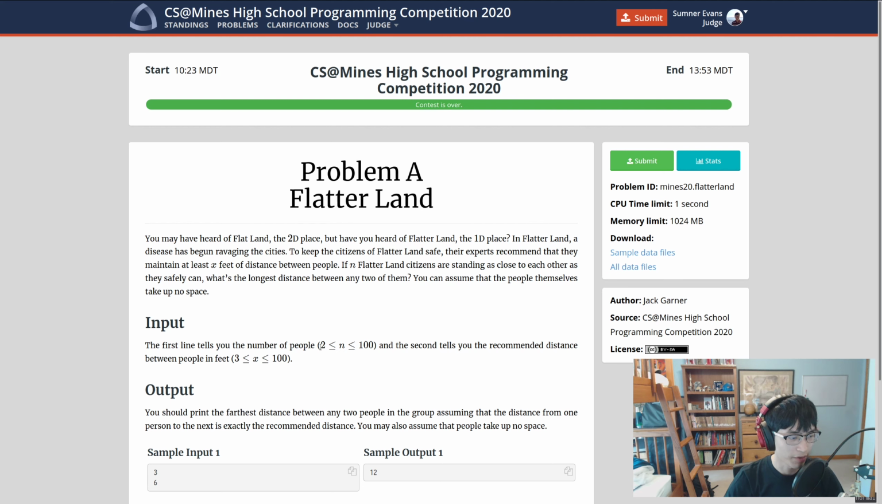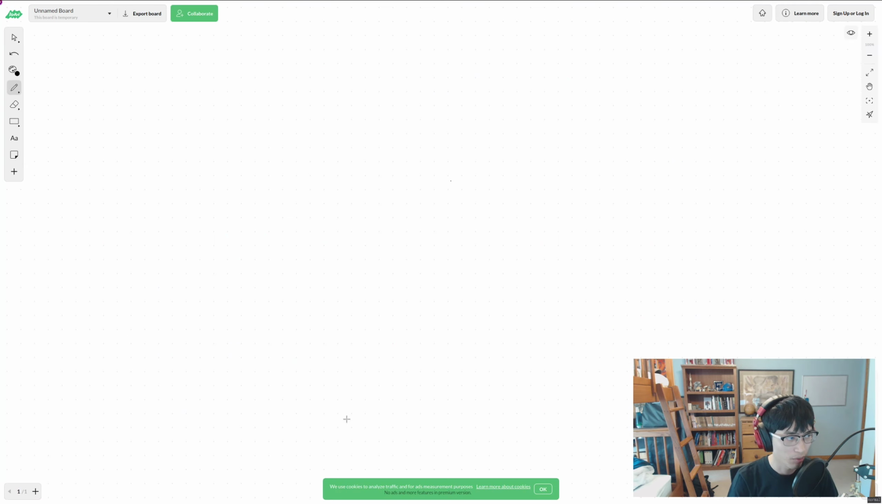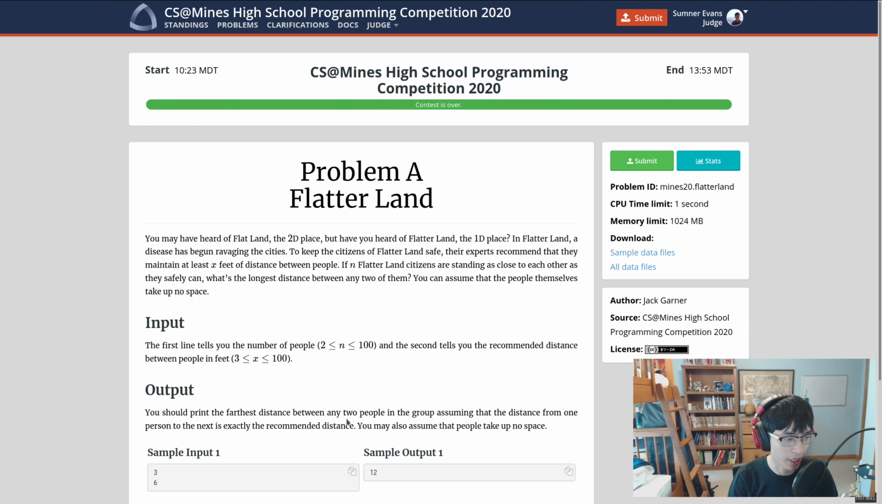And the problem gives us the number of people, which is going to be between 2 and 100 inclusive, and the recommended distance in feet between the people. And I'll hop over to my whiteboard here. The way to think about this is we have n people, so let's just say n is 4. Then we have x feet apart for each one of these people, and then we have to figure out what does the problem actually want us to calculate.